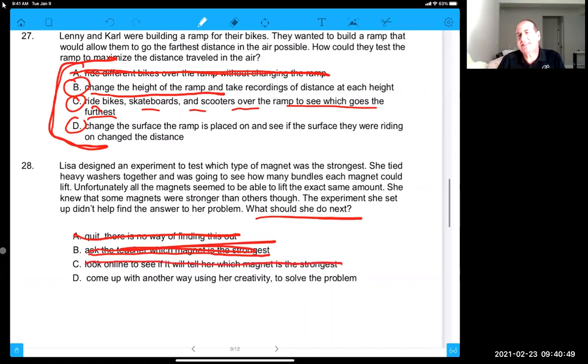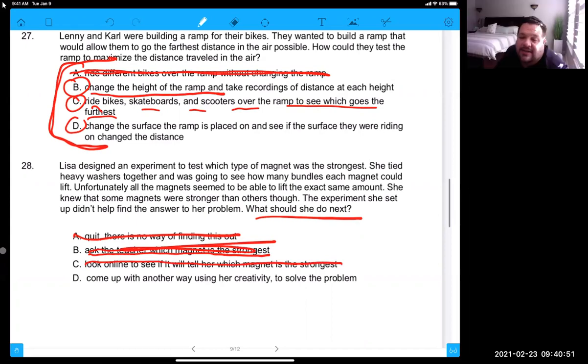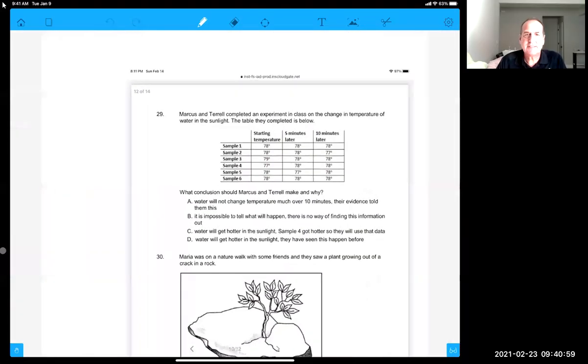Yeah, it is. It's D. It's got to be D. So you got to pick the most positive answer. And the most positive answer is to come up with another way. Basically that's them saying keep trying, right? Exactly. Think outside the box.